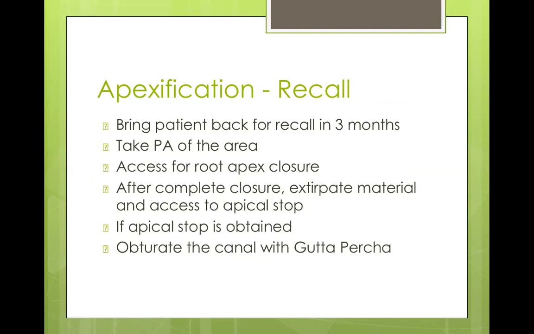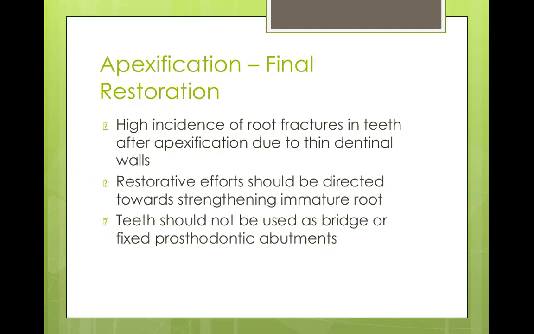with the gutta percha. So what you're going to do is remove your calcium hydroxide or your MTA as best as you can. Once you feel the apex with your file that there is an apical stop, then you fill the rest of the canal and chamber with gutta percha. After that, you do your final restoration.